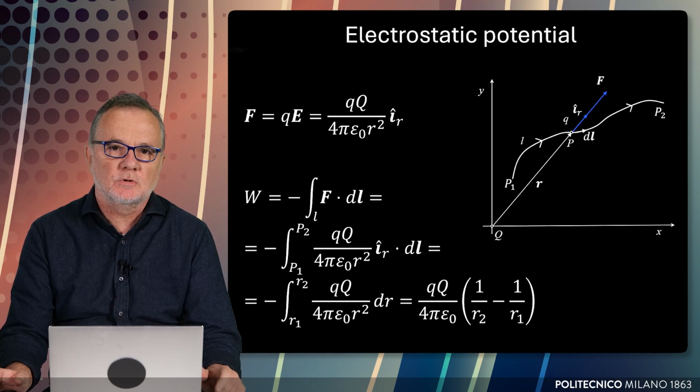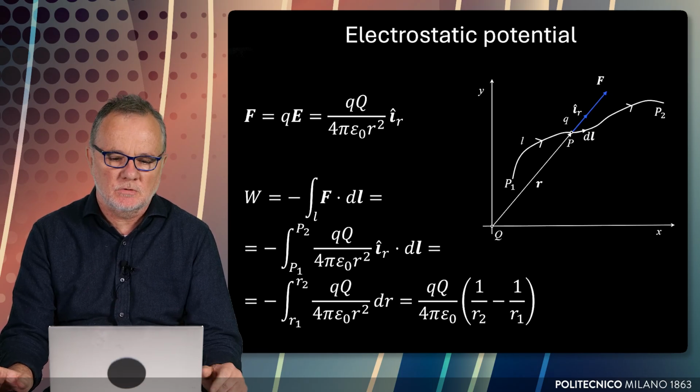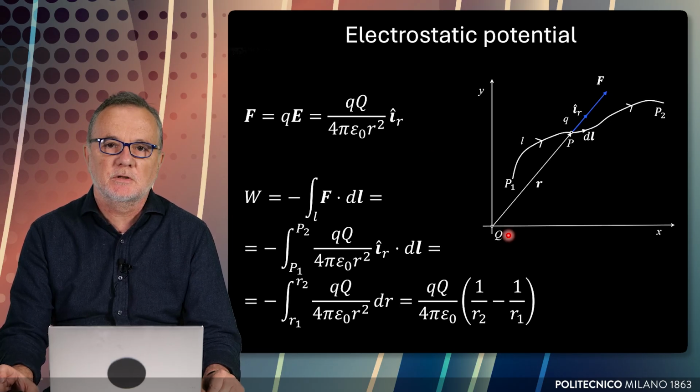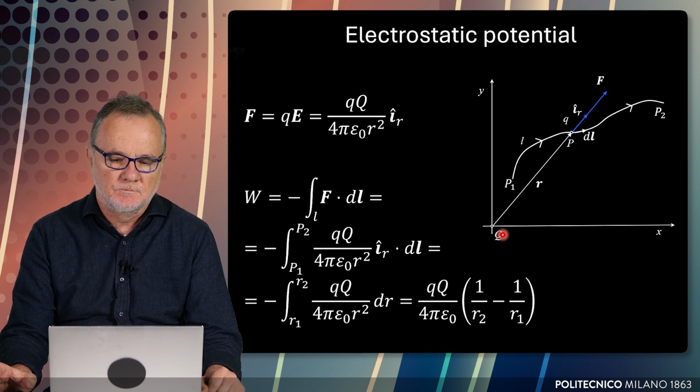This talk is about electrostatic potential, that is a scalar field that is associated to the presence of an electrostatic field in space. For the purpose of introducing the electrostatic potential, we consider the problem of a source charge, capital Q, here, that is placed at the origin of the coordinates, and that produces an electrostatic field E.